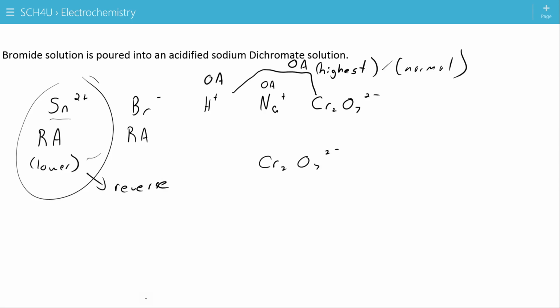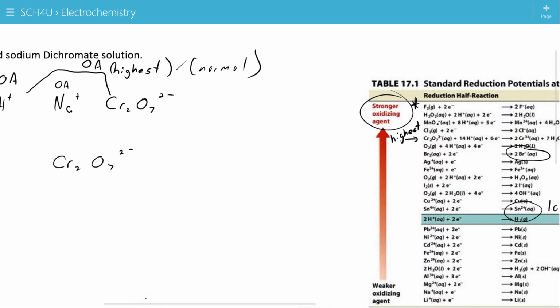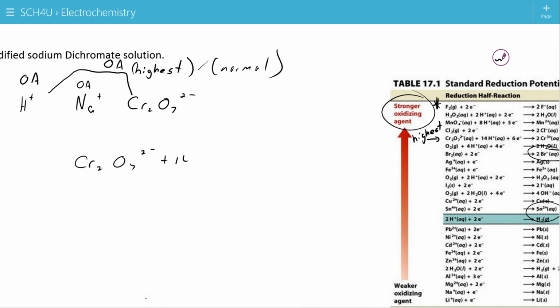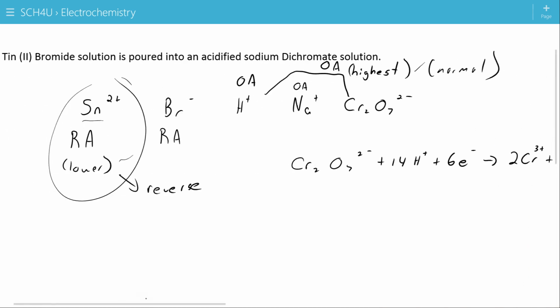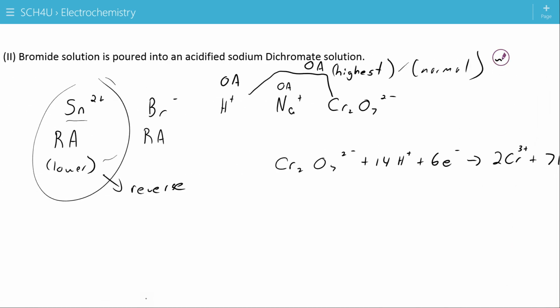Cr2O7 2-, I'm basically writing out this line right here, plus 14 hydrogen ions, plus how many electrons? It's got to be 6 electrons, and these are going to become 2 Cr3+ ions and 7 waters. And that is happening in that order. That's a reduction, or it's acting as an oxidizing agent.